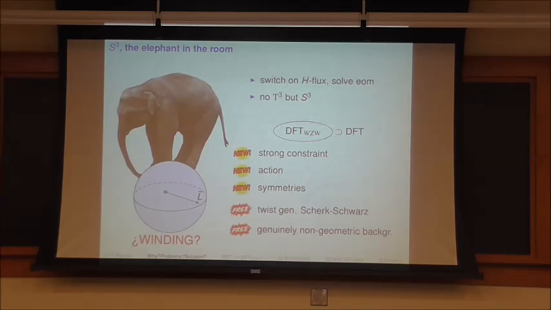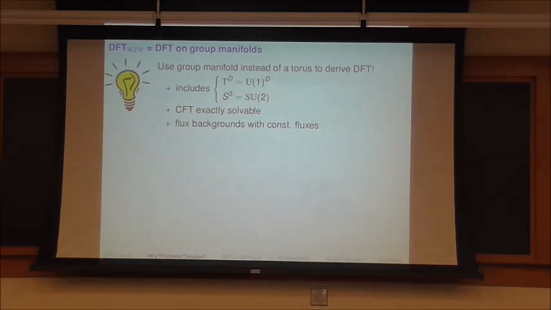So I told you they cannot really construct the twist in these generalized Scherk-Schwarz compactifications. And that it also will show us how we really can get this closure constraint in a natural way, and then how we can also treat these non-geometric backgrounds or the stringy geometries. So that's the plan. And so what we want to do is derive double field theory not on a torus anymore, but on something more general, namely a group manifold.